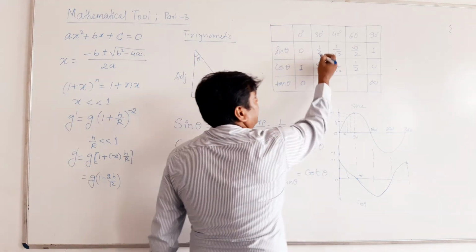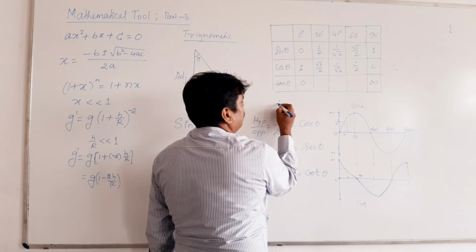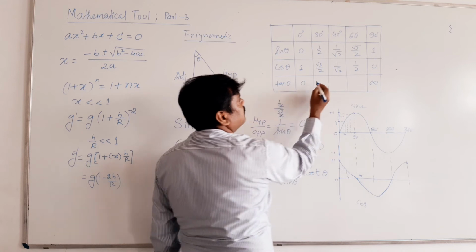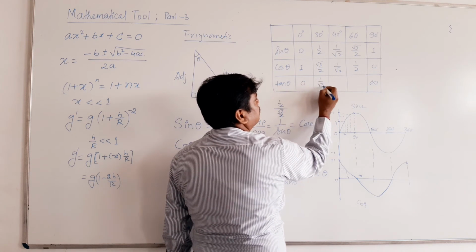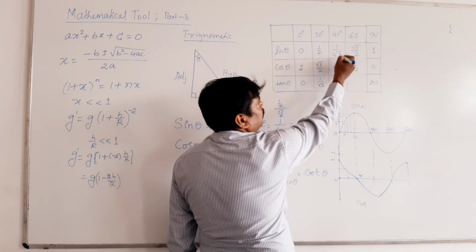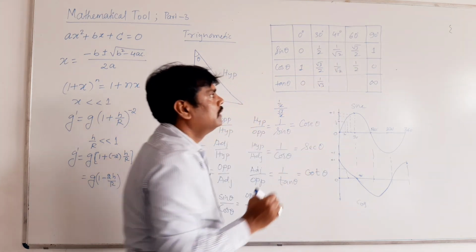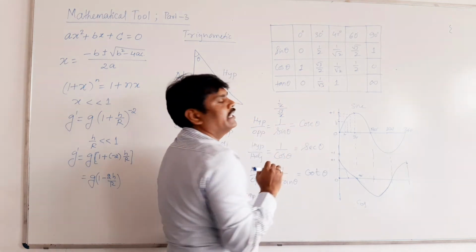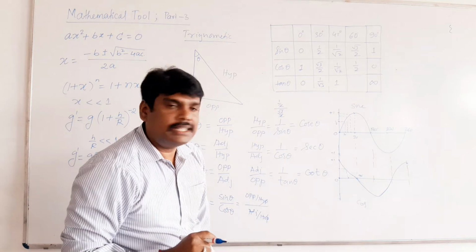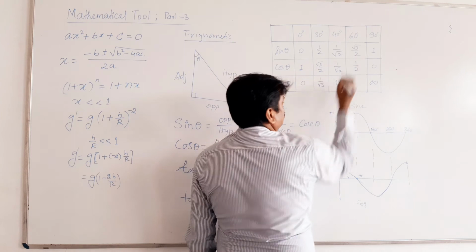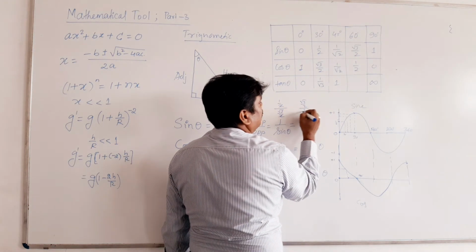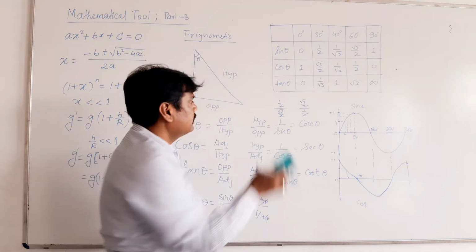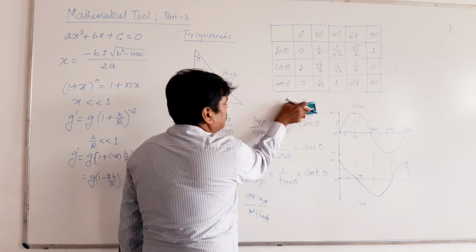Next, 1 by 2 divided by √3 by 2. The 2s get cancelled. It becomes 1 by √3. Next is 1 by 2 whole divided by 1 by 2, exactly 1. It means tan 45 degree is equal to 1. Next one is √3 by 2 whole divided by 1 by 2. The 2s get cancelled, we only get √3. So these are all the sine values, cos values and tan values.